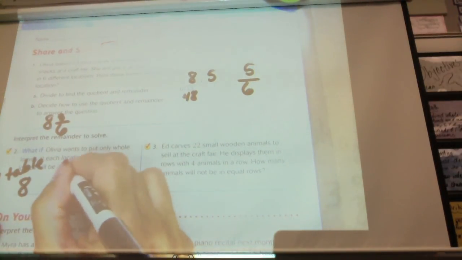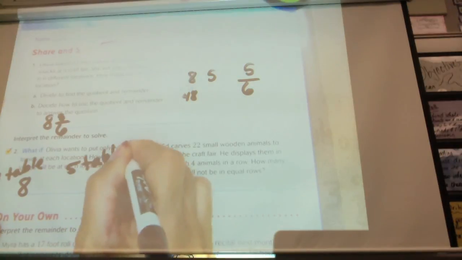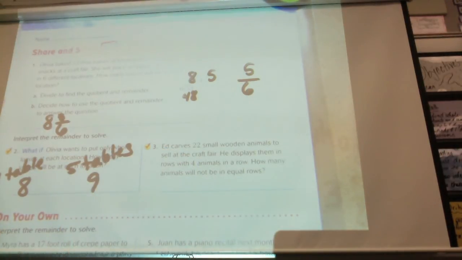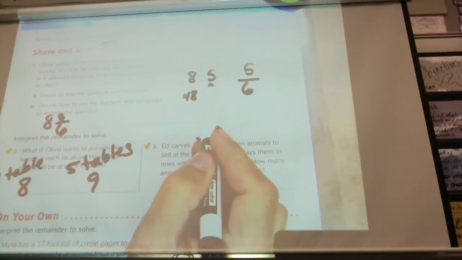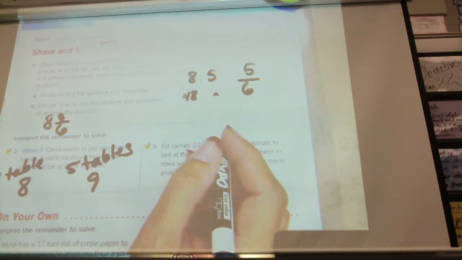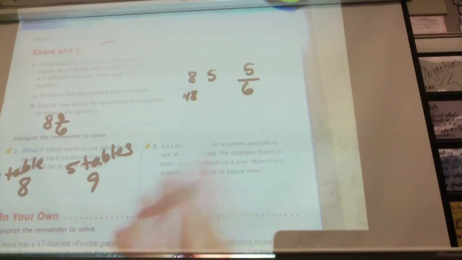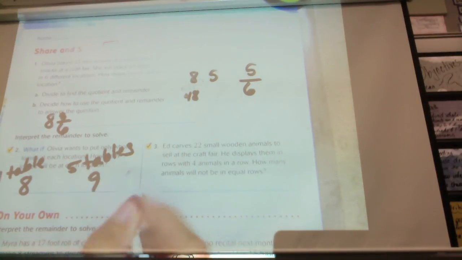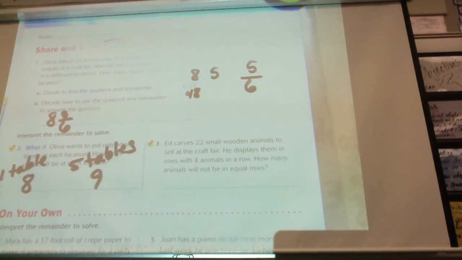The other 5 tables would have how many? 9. They would each get one of those. There's 5 extra loaves. Each one of 5 tables can get an extra loaf. So she would actually have 9. She'd have 5 tables with 9 and 1 table with 8. Okay.